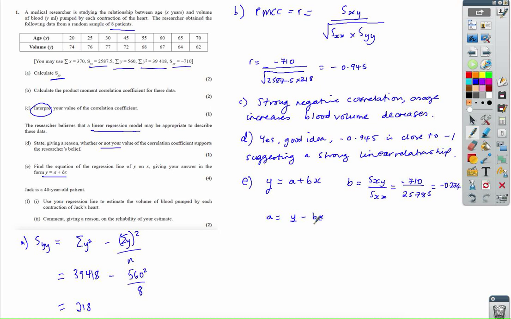a is a bit more complicated: the average of y minus b times the average of x. You've got all of these. I've used the wrong symbol for average, never mind. So I don't know the average of y, I can quickly work it out: 560 over 8, minus the average of x times this 0.274, minus 0.274, don't miss that out. And that one is 370 over 8. Again, a bit of work on your calculator should give you that 82.69. Write your regression line then, everything to 3 significant figures.